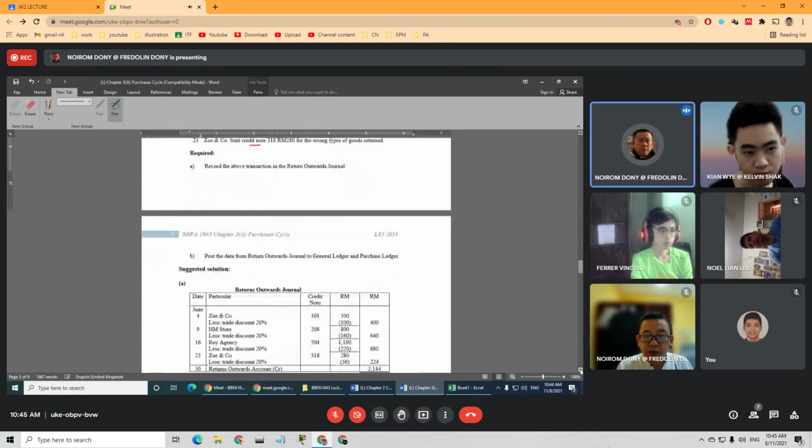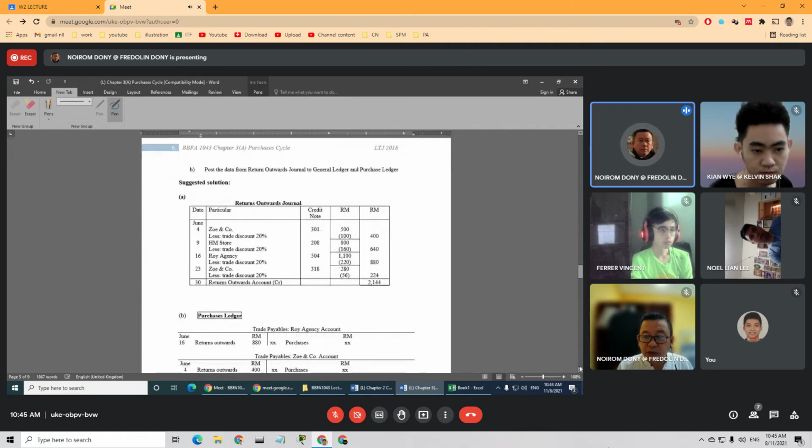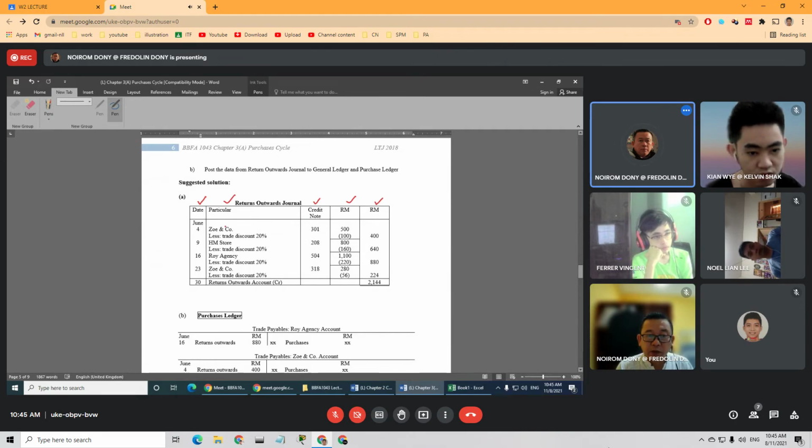Okay, and then post the data from return outward journal to general ledger and purchases ledger. So we are doing the same format like the purchases journal just now. We have a date column, particular column, just now invoice column, isn't it? But now we change to credit note number. We have 2 RM sub columns, and this one is the last column, the total column. Okay, so we need to record the date of transaction, June 4th. So this is the first step. And then this one is your second step.